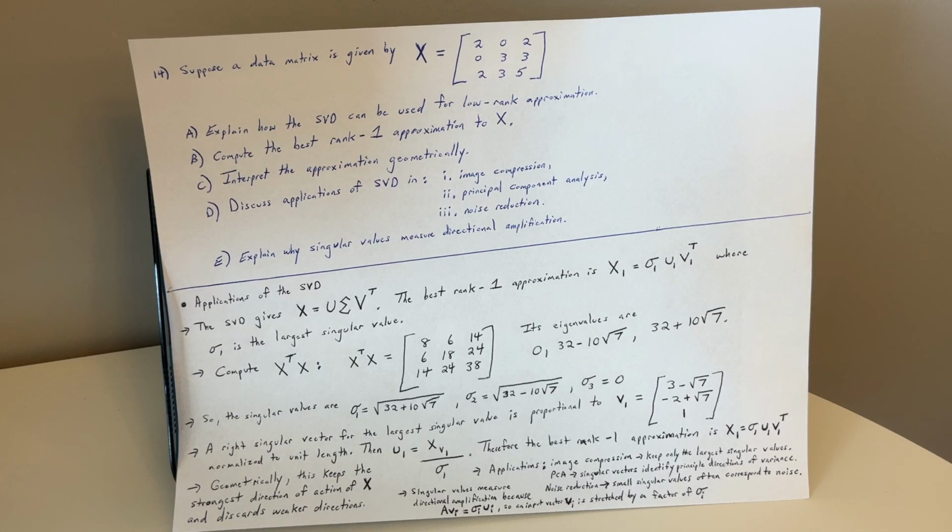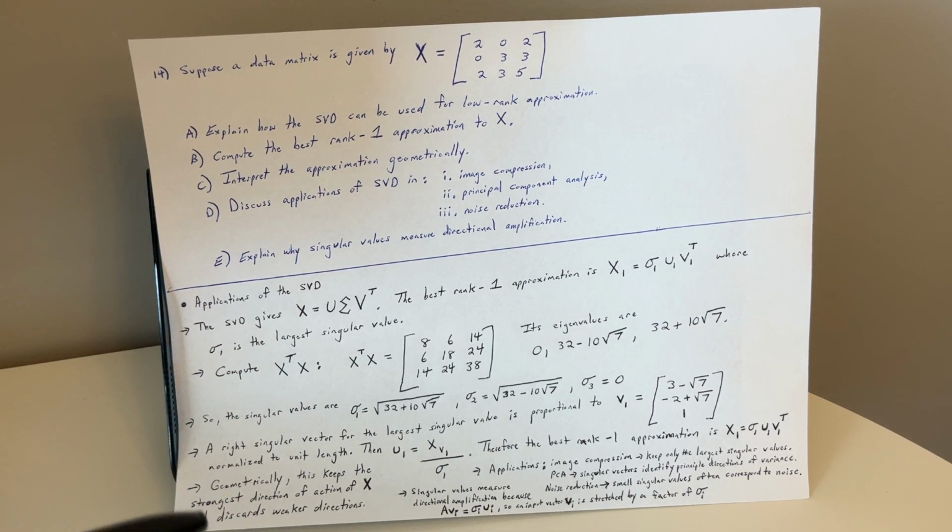Going from here, applications: in image compression, keep only the largest singular values. In PCA, singular vectors identify principal directions of variance. In noise reduction, small singular values often correspond to noise.